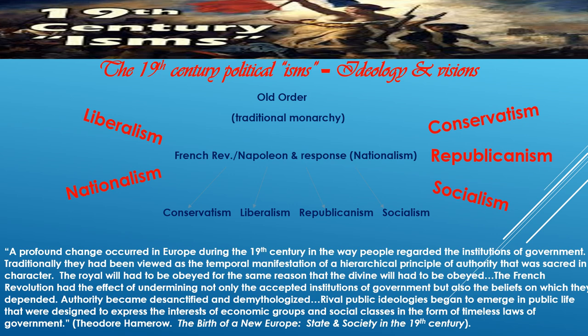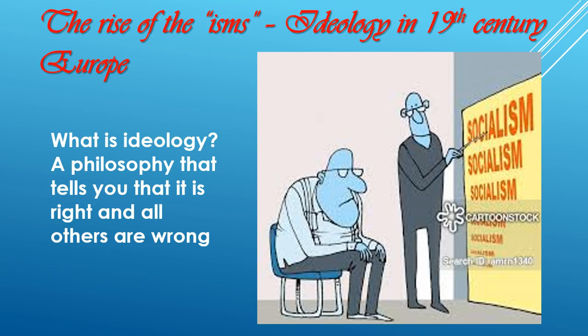Authority became desanctified and demythologized. Rival public ideologies began to emerge in public life that were designed to express the interests of economic groups and social classes in the form of timeless laws of government. So rival public ideologies, the red isms we see above, are among them. Those are the big ones. So ideologies in the multiple spring up as the idea of divine right of kings fades and no longer works in terms of legitimization of power, and so then a number of candidates to replace it step in, and their supporters compete with each other to make theirs the ideology. And what do I mean by the ideology?